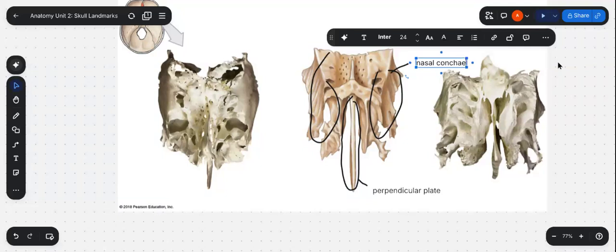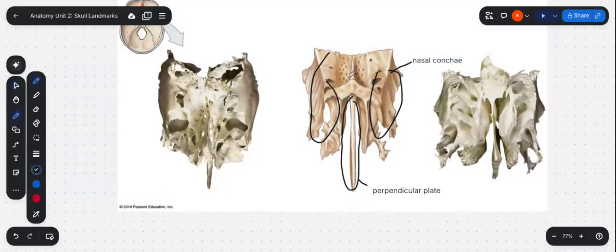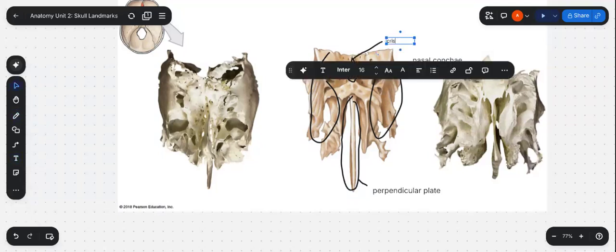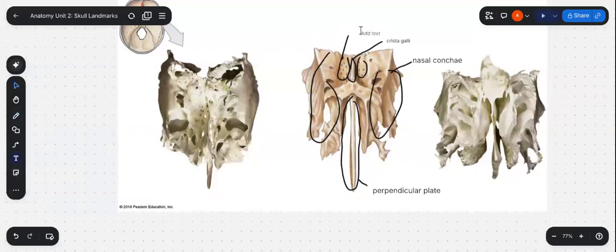All right. Finally, you have your crista galli, which is this little point over here at the top, the projection of bone. Crista galli. And then you have your cribriform plate on the sides, which is the bone that has all of these little holes in it over here. That's your cribriform plate.